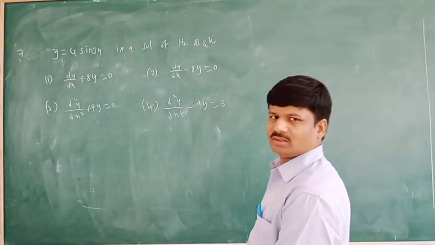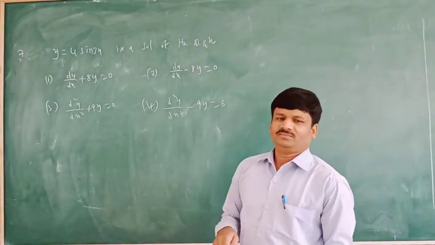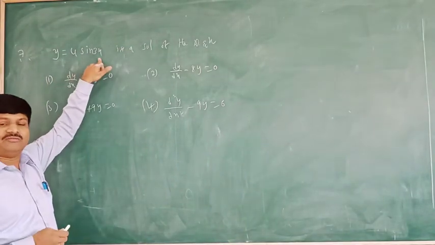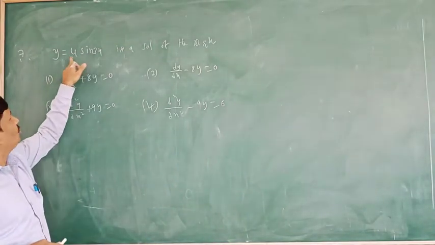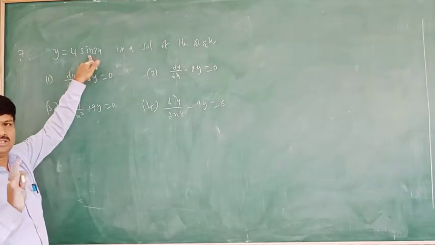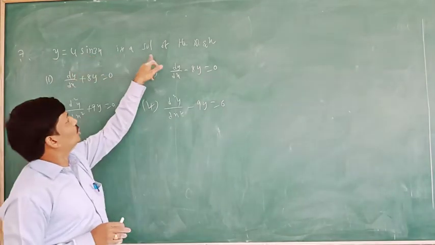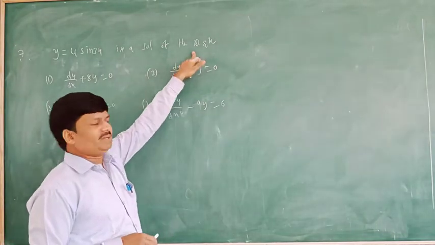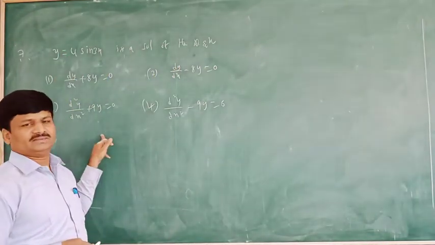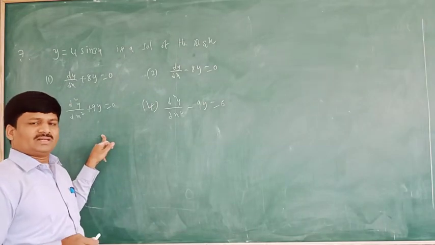Come to question number 7. What is being asked here? In question number 7, y equals 4 sin 3x is given. A function is given, and we don't know any arbitrary constants. Remember, it is a solution of one of the following differential equations.